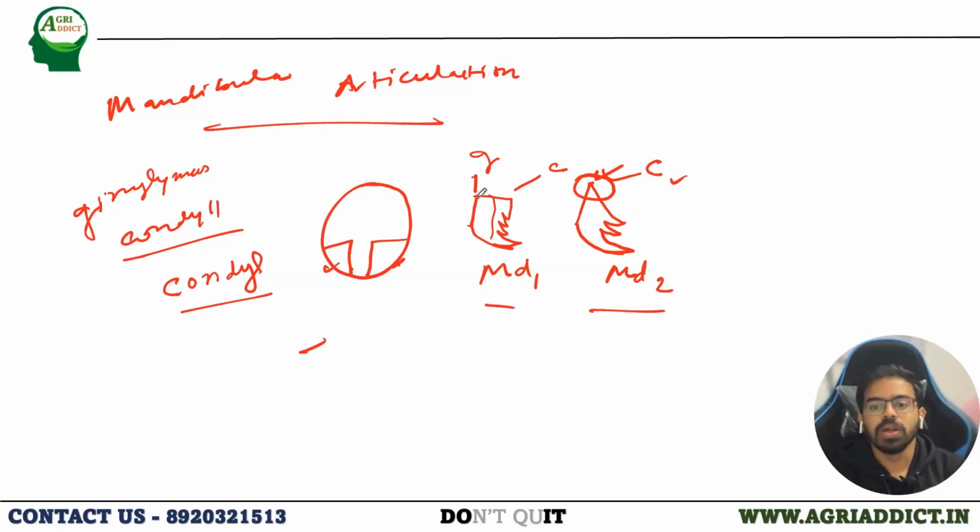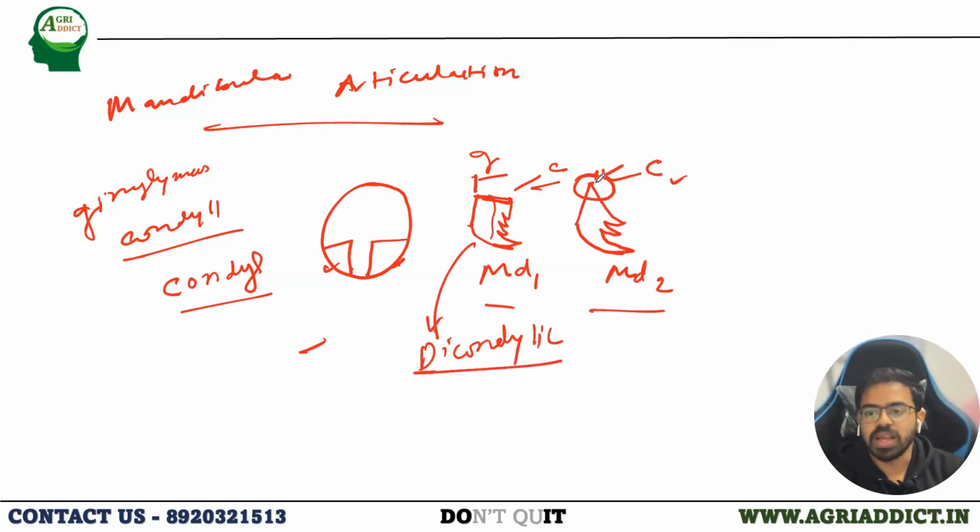Okay, so in mandible 1, there are 2 points by which it can be articulated with the head capsule. One is ginglymus, another one is condyle. That is why it is known as dicondylic. Okay, and because there is only one point of articulation, that is condyle, it is known as monocondylic.